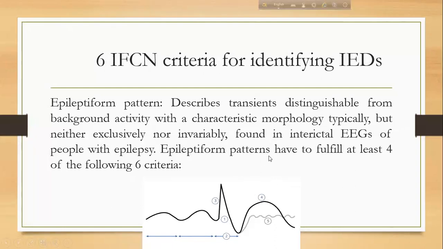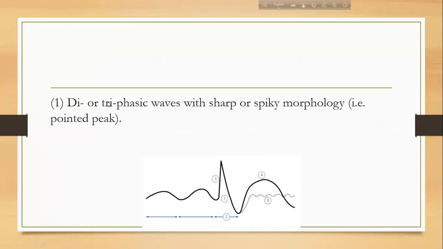So what are the differences from background activity? Number 1, it should be a diphasic or triphasic waveform. So this is the wave, a transient, and it is diphasic because there is a phase and there is another phase. With spiky morphology, so you can see the morphology, and it is spiky, a diphasic and triphasic waveform with a spiky morphology.